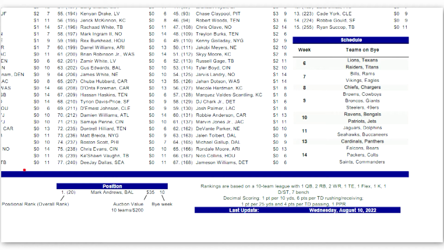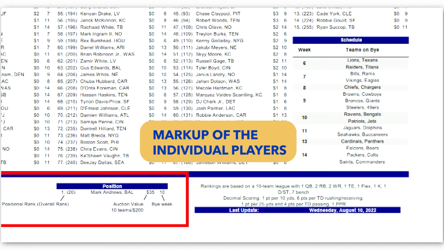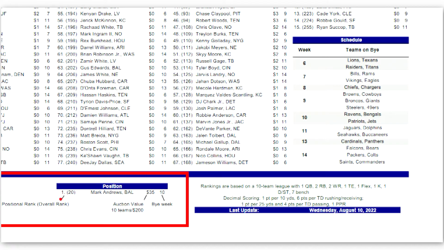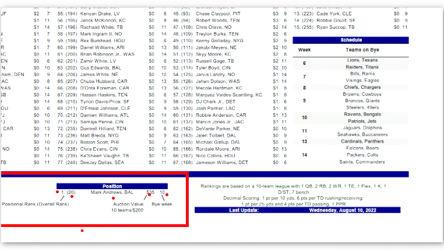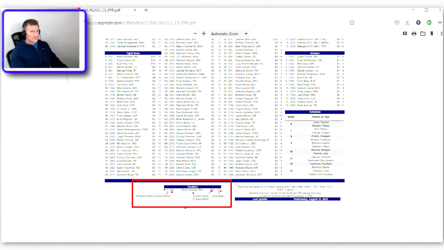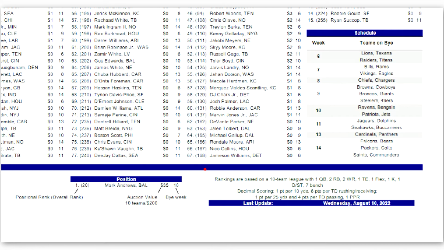The markup of the individual players is right here. You've got your positional rank, which would be the 1. Then the overall rank, which would be the 20. Player name, auction value, and bye week. That's pretty much it. There's also this additional information right here, which says what these rankings are based on.